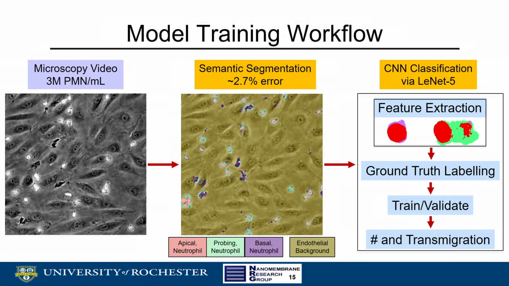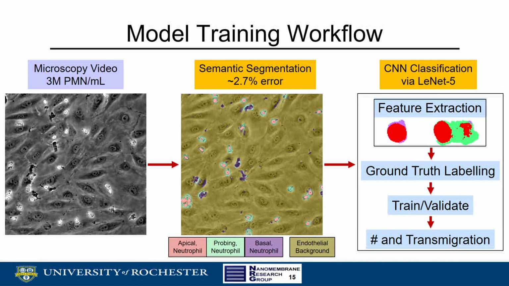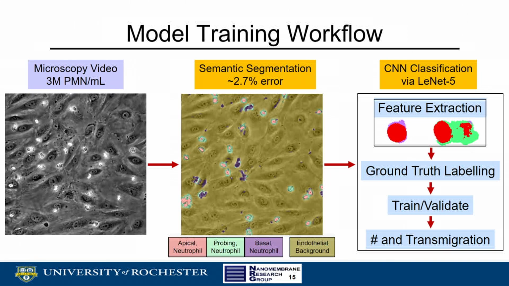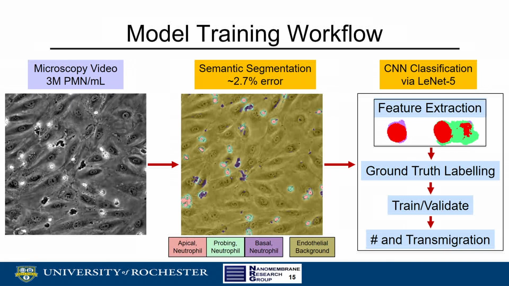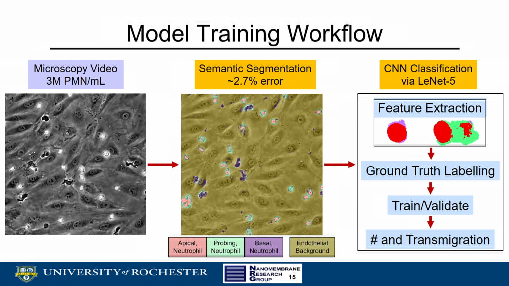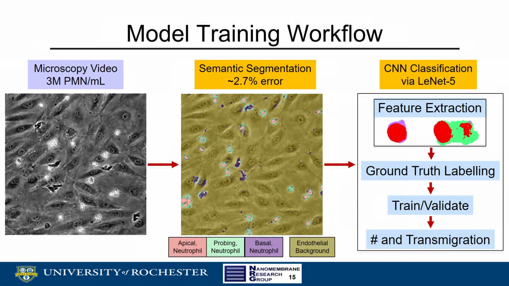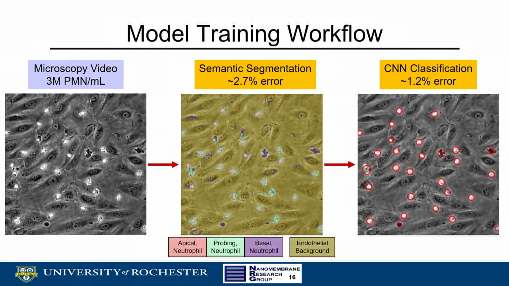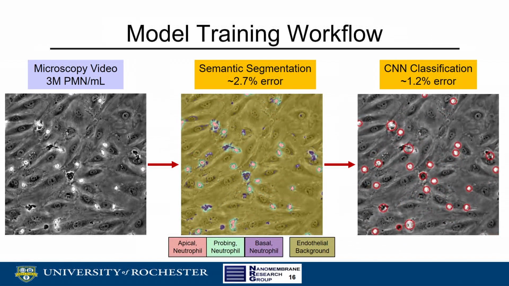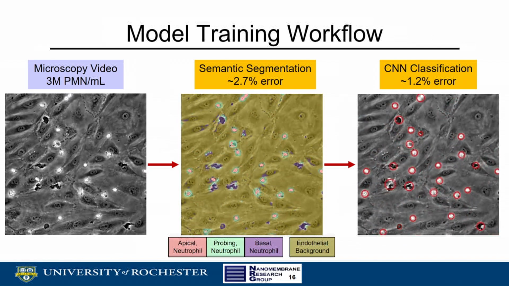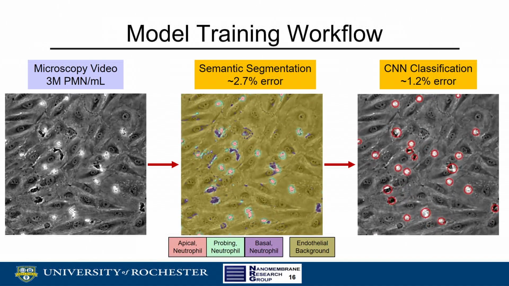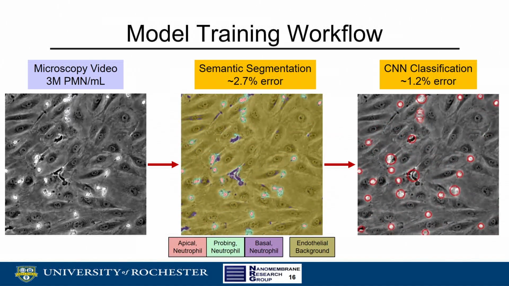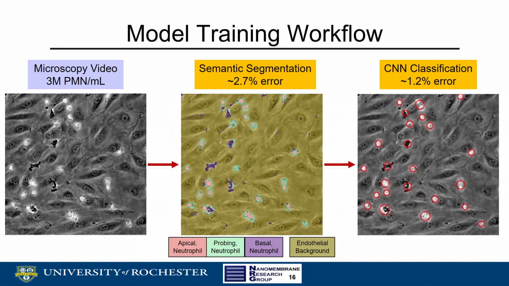So what we ended up having then was a final count where we used a typical split of about 90% training, 10% validation, and had a rough error rate of about 1.2%. And that gave us the ability to both count neutrophils and then see how many of them were transmigrating. So in summary, the full pathway looks like this. We can take an experimental video with a phase contrast microscopy setup, feed it into a semantic segmentation algorithm, and then feed that information into a convolutional neural network and get relevant parameters.